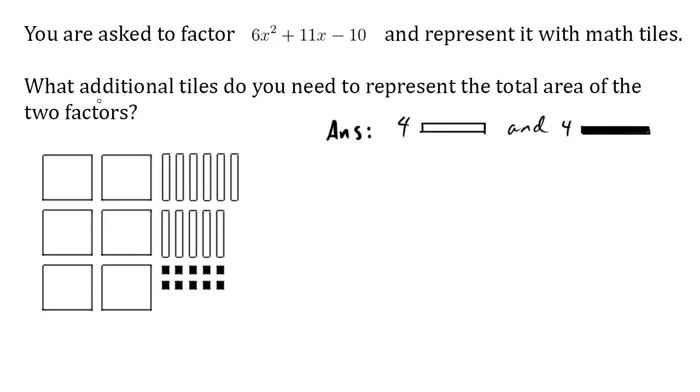tiles. What additional tiles do you need to represent the total area of the two factors? So you see that 6x squared is here. There's 6 x squareds, positive 11x, 1, 2, 3, 4, 5. There's 11 positive x's. Each stick represents x, whereas each white square represents x squared. Negative 10, these are individual units which represent negative 1 each. There's 10 of these. Now the question is, what additional, the keyword is additional, tiles do we need?